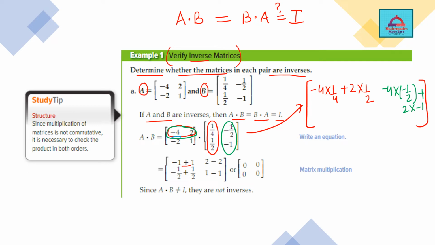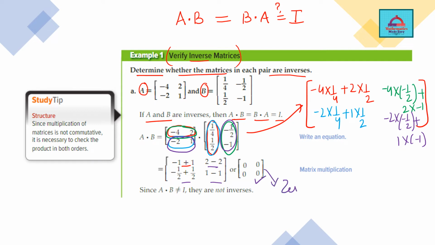Again, next element, second row, first column. So negative 2 times 1 by 4 plus 1 times 1 by 2. Last one is the second row, second column. So negative 2 times 1 by 2 with a negative sign plus 1 times minus 1. So just simplify this and it will come out to be, on simplification, a zero matrix.